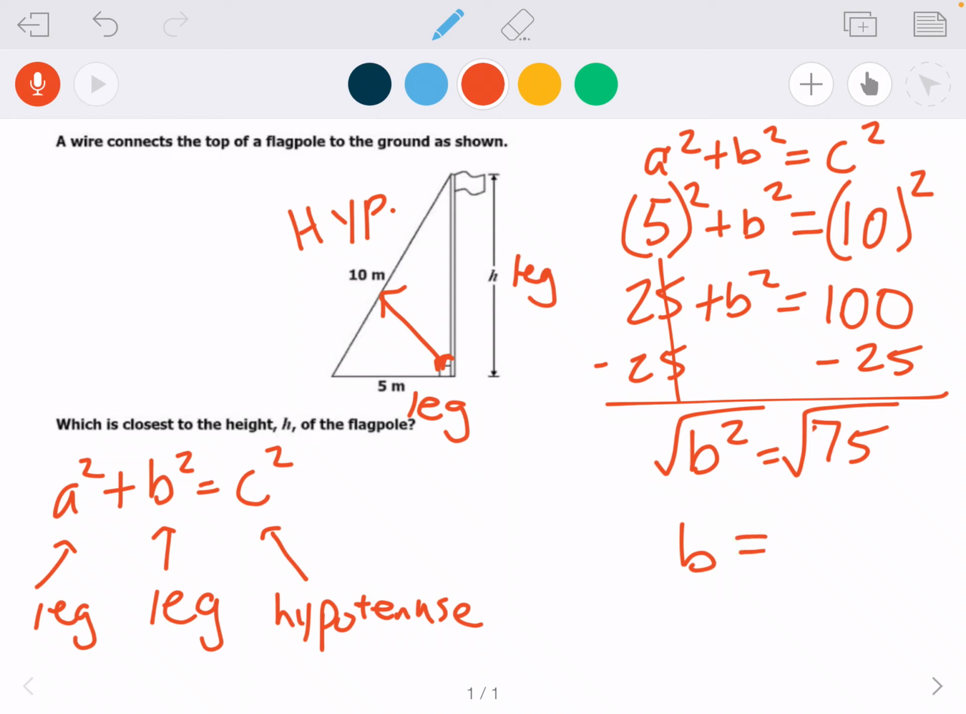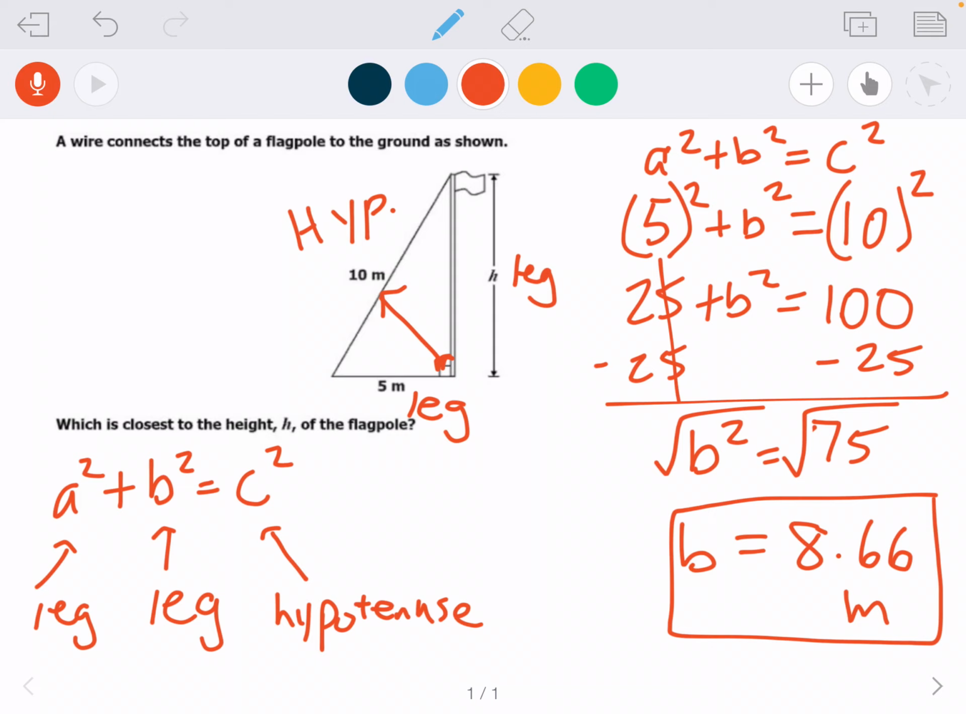And then on your calculator, it's not going to be a perfect square. It's not going to be a whole number. So if you plug it in on your calculator, it's going to tell you what it is as a decimal. So I got 8 point something. I'm going to round it to the hundredths: 8.66 meters.